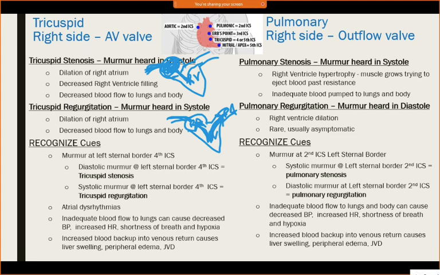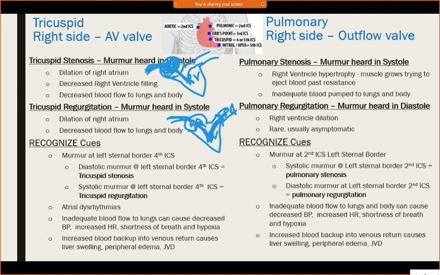And so what we're going to hear is, we certainly hear the murmur at the fourth intercostal space, left side. And here it is again, here's our little summaries. If it's diastolic, it's supposed to be closed, so it's a stenosis. And if it's systolic, it's supposed to be open, it's regurgitation. The reason we see atrial dysrhythmias is because this atrium is getting dilated and irritated, and so we start seeing atrial dysrhythmias, which are AFib, A-flutter, or SVT.